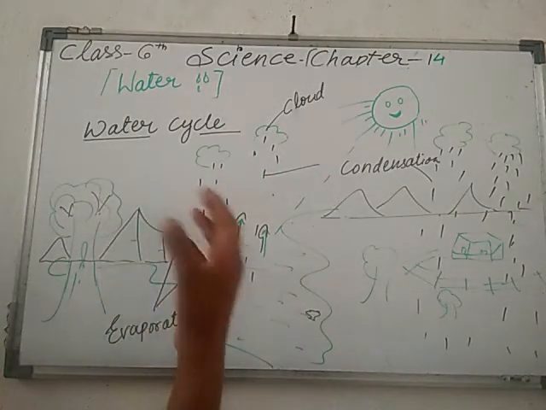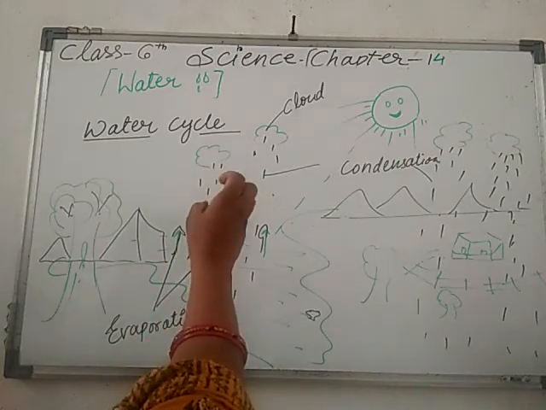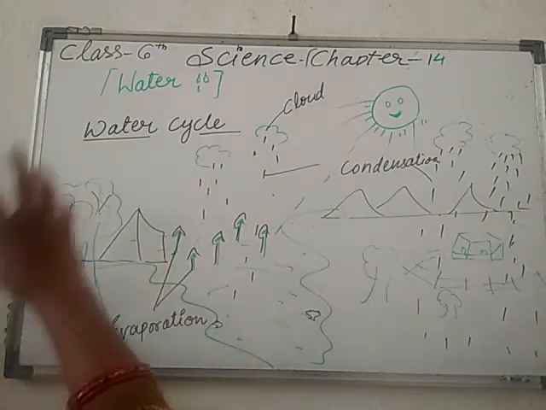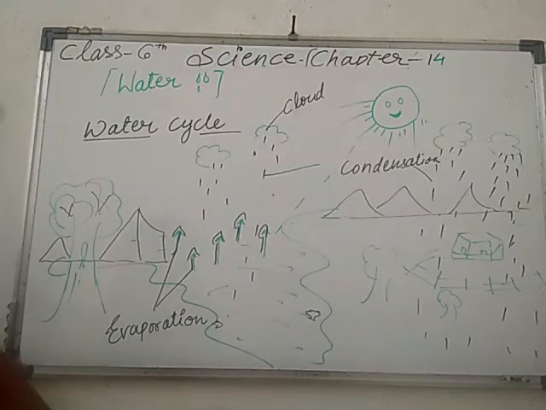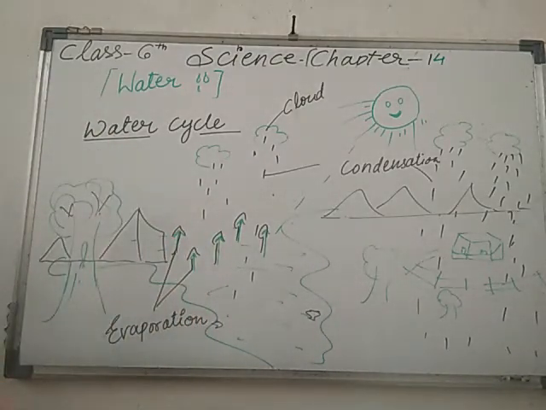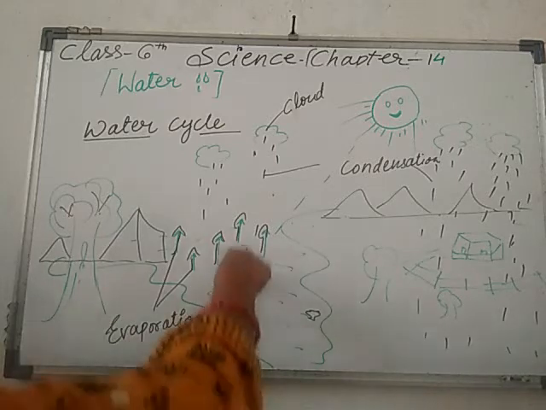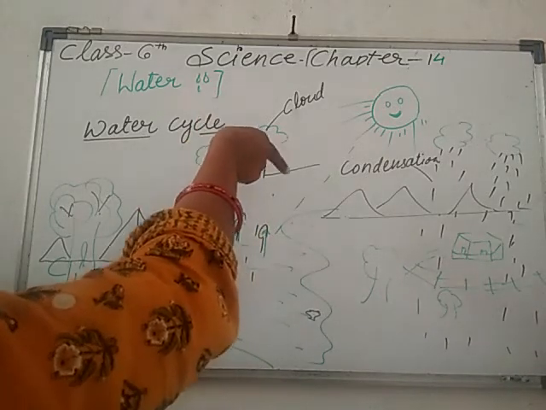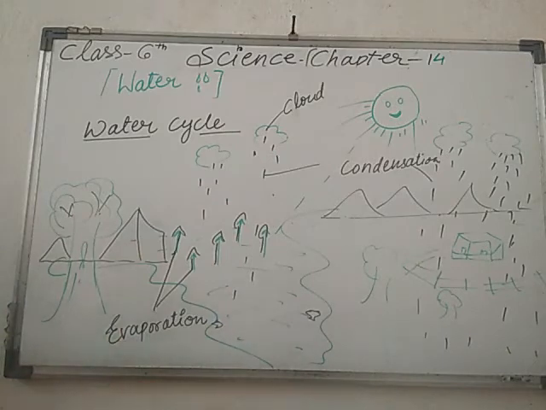Now, after the collision of these clouds, there is thundering and lightning. These are other things. Okay. Now, water droplets will come back to our earth. So, the water goes upward and again comes back to the earth's surface. This entire process is known as the water cycle.